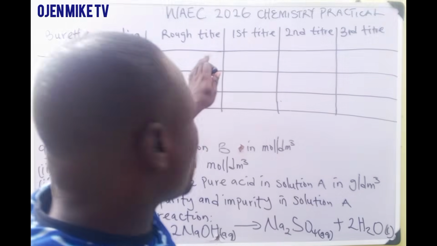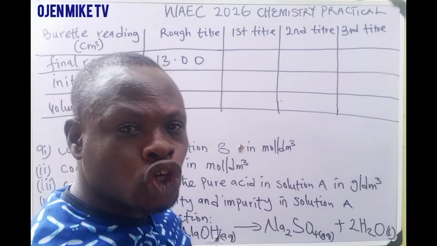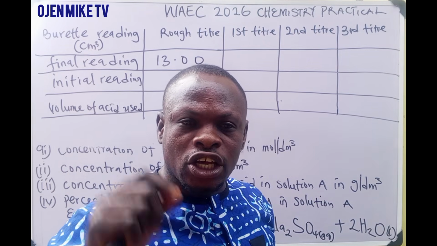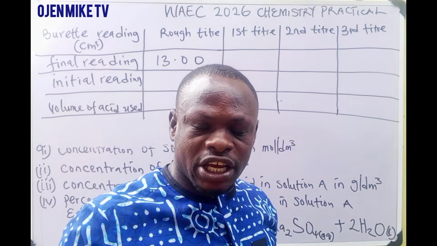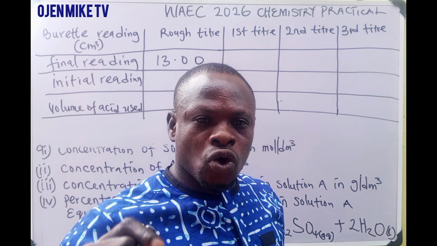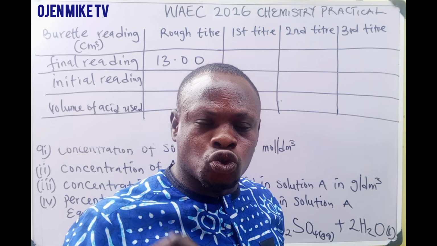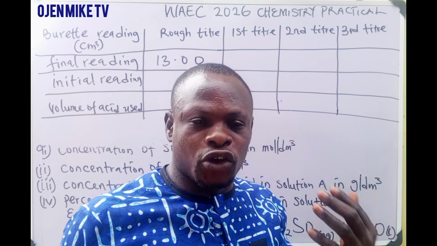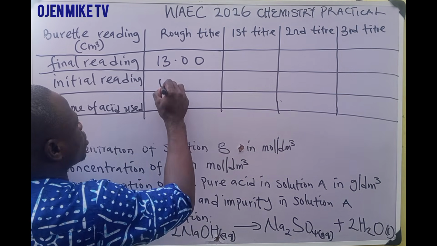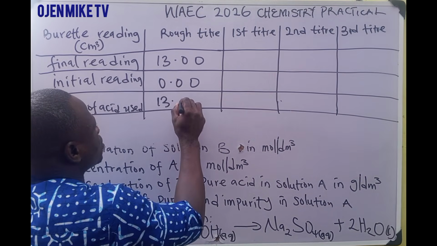Now you have the rough titer here. Of course, let's look at 13.00. When you do your titration, we have already determined the endpoint of this 2026 Waec chemistry practical. If you are watching for the first time, go to YouTube and type 'how to determine endpoint 2026 by Ojemai'. The video will pop up and you will see how the endpoint is determined. Here, the initial reading of the rough is 0.100, and when you subtract, your volume of acid is 13.00.